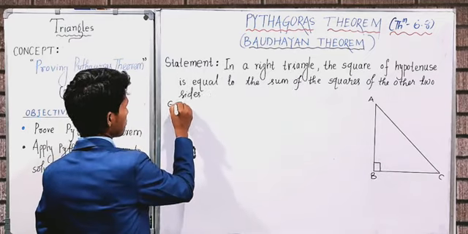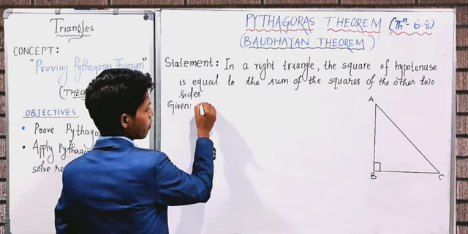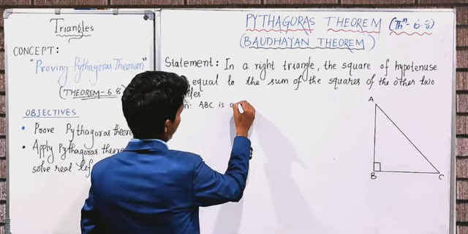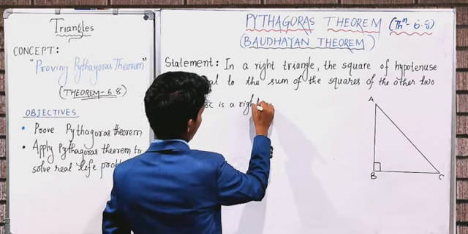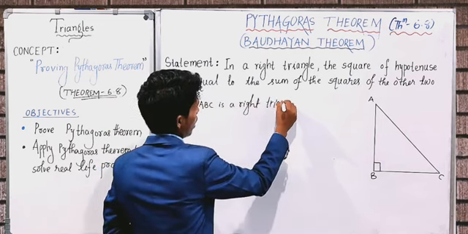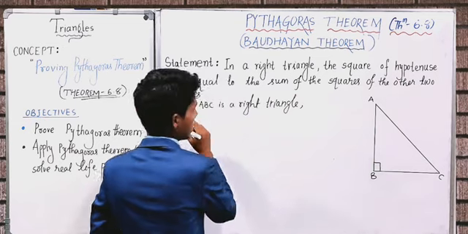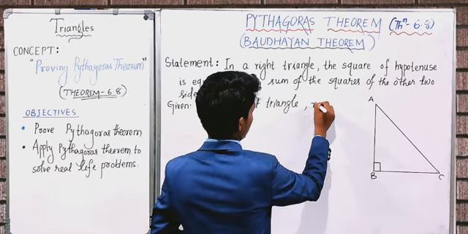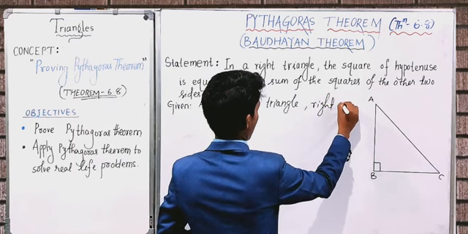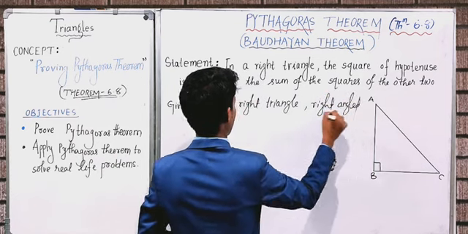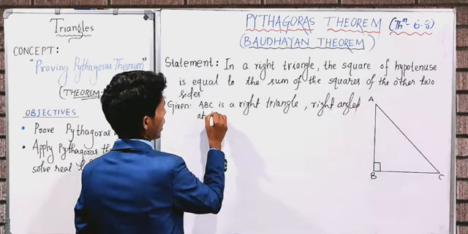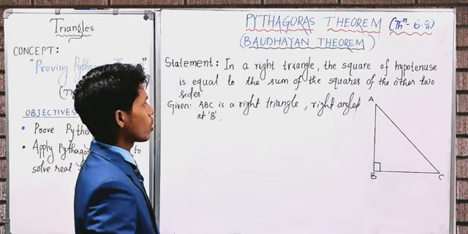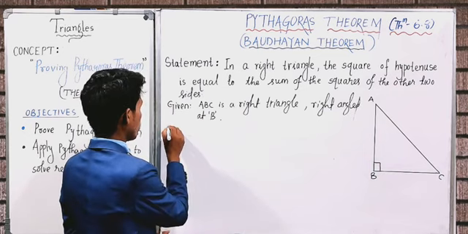It is given ABC is a right triangle where B is right angle. Okay, so we can say right angled at B, or we can directly write angle B is equal to 90 degrees. So next we will write to prove.